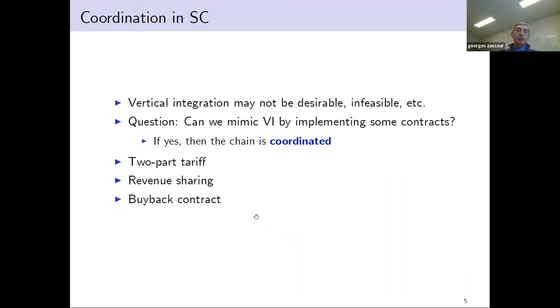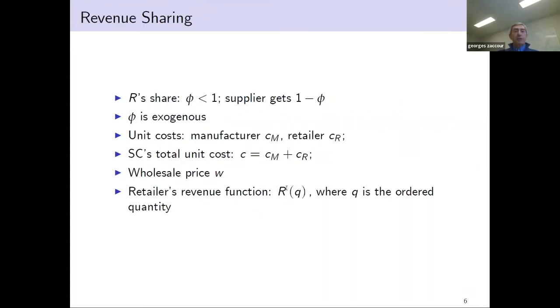It has been shown that at least in a simple setup, this approach can coordinate the supply chain. Now, talking more explicitly about revenue sharing, what is happening here is that the two parties agree on sharing the total revenue. So think about it in the following way. The retailer is getting a share phi less than 1 and the supplier the rest. And here phi is exogenously given. It cannot be determined in an endogenous way.